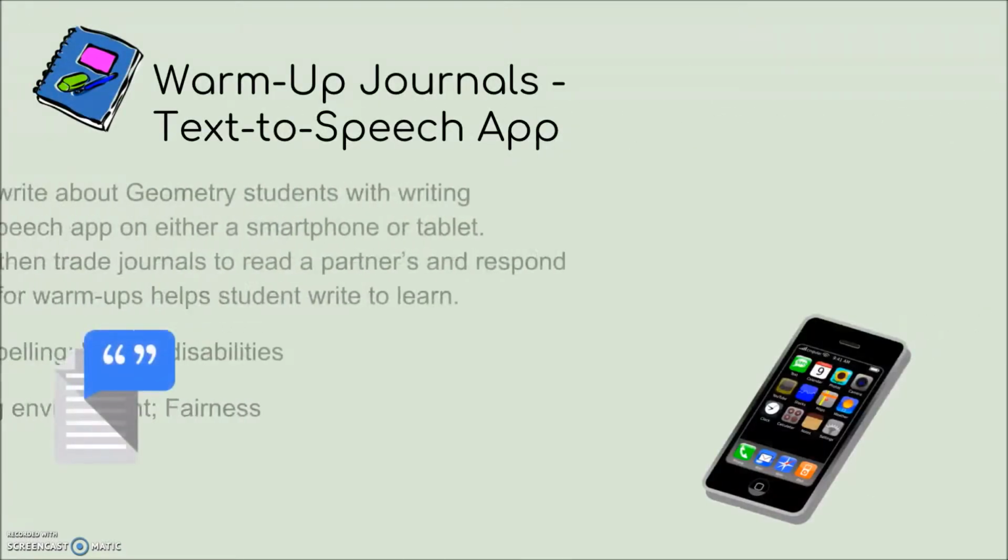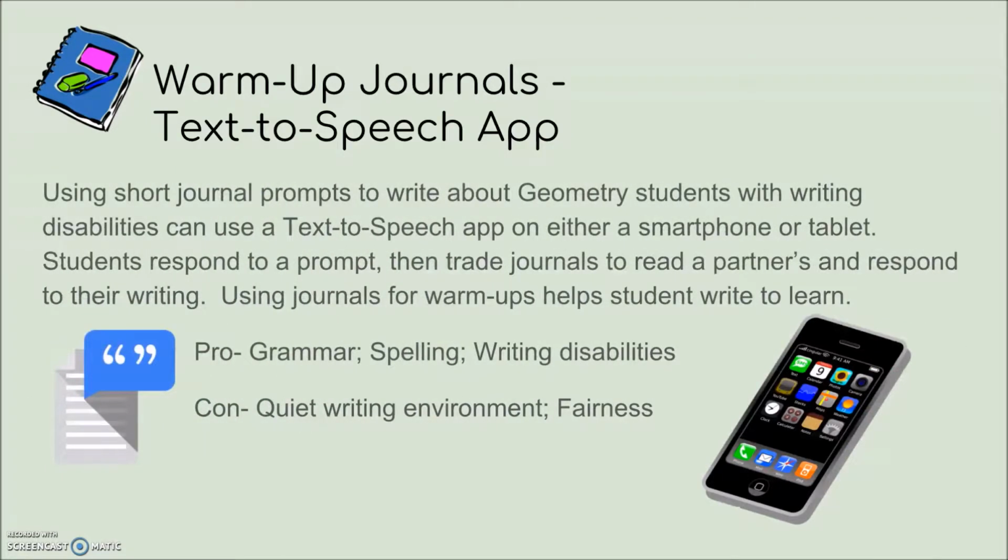Warm-up journals are used to assess student understanding, and they are writing to learn as opposed to learning to write. Students with any type of writing disability or disability at all could use a text-to-speech app in their writing prompt in order to get correct grammar and spelling. One of the cons to using this might be interrupting the quiet writing environment or students who think it's not fair that they can use that text app.